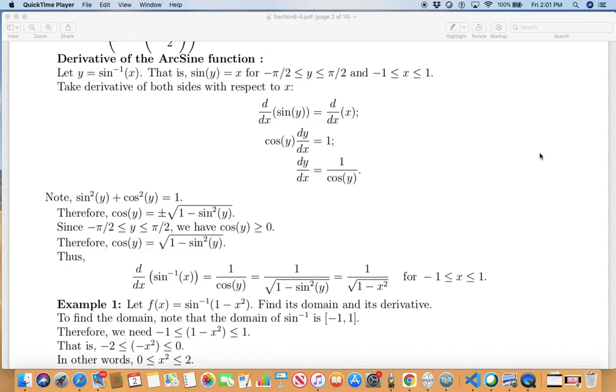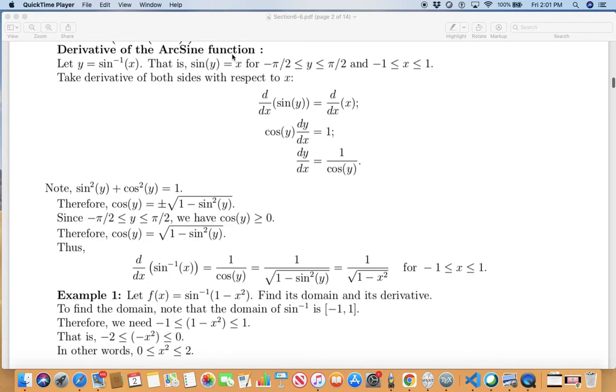So now we are looking at the derivative of the arcsine function. Let y equal sine inverse of x. In other words, sine of y is x. So notice y is between negative pi by 2 and pi by 2, and x, which is the domain of sine inverse, is between negative 1 and 1.